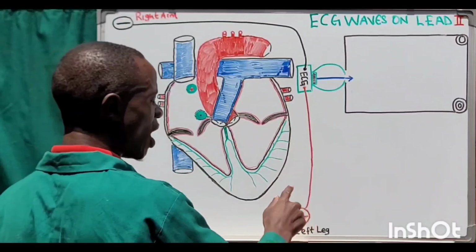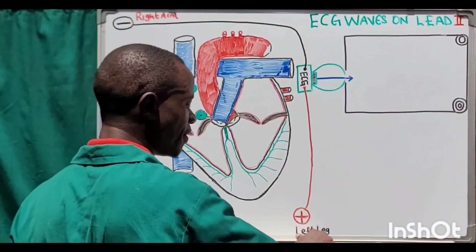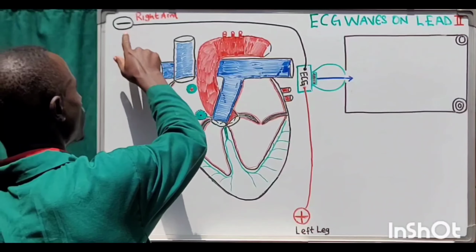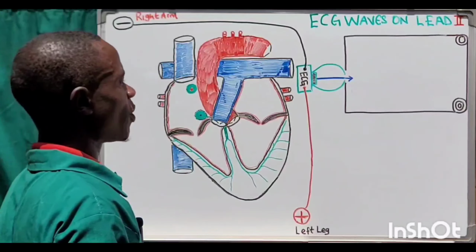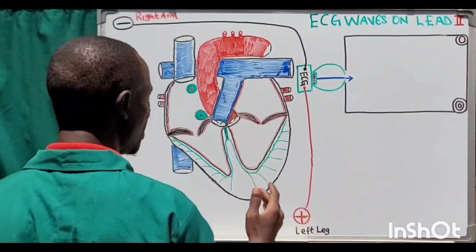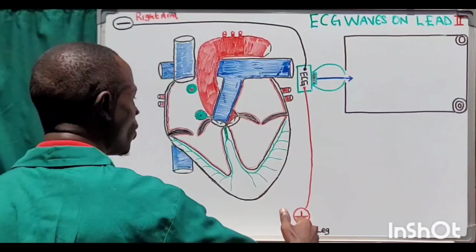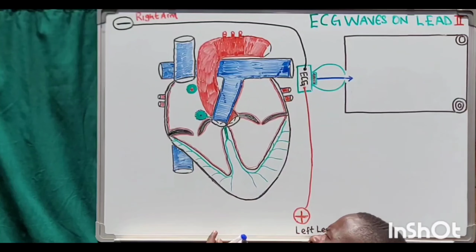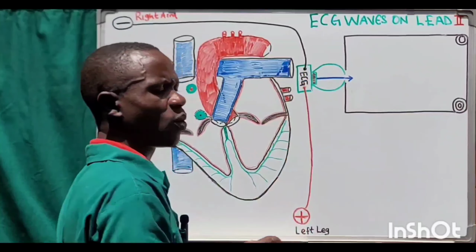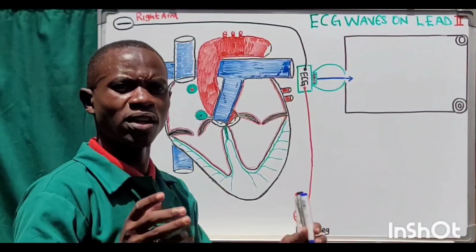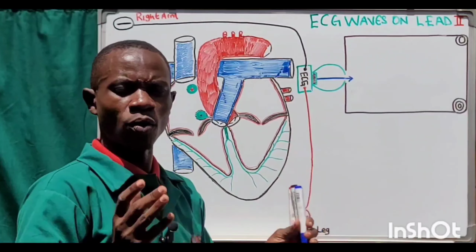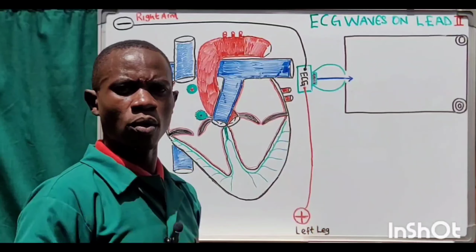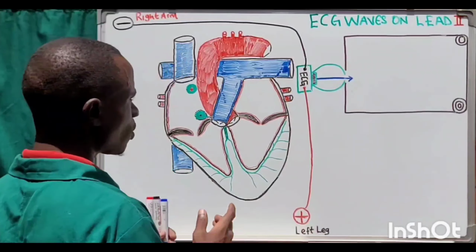We said that our positive electrode is going to be put on the left leg, and our negative electrode is going to be put on what we call the right arm. So now this lead is going to be looking at the heart from the inferior view, which is our lead 2. And we said that lead 2 gives us a clear wave pattern on the ECG paper in a normal human being. So let's go ahead and get started.